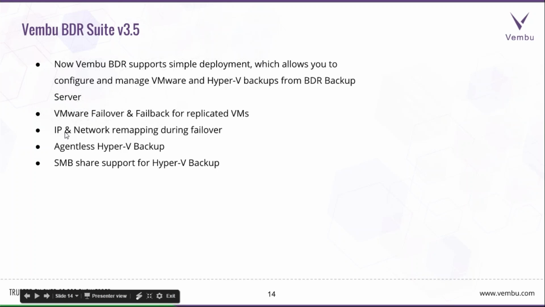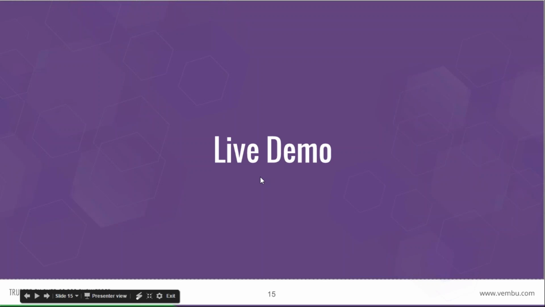And for VMware, you can do immediate failback and failover for the replicated VMs, and you can do IP and network remapping during failover. And also the Hyper-V backups are purely agentless. You can directly add a Hyper-V host server on the media server console and start performing the backup. SMB share support for Hyper-V backup is also integrated with Vembu Media Suite version 3.5. So this is a quite high-level overview of the features in Vembu Media Suite version 3.5.